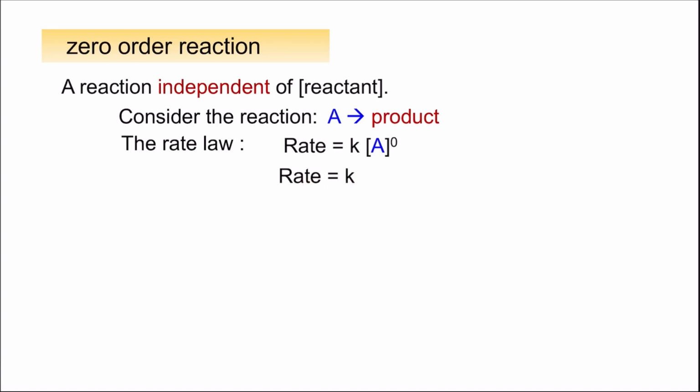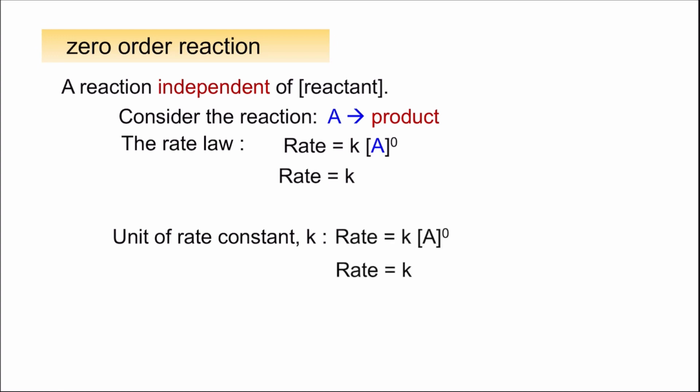Dan unit untuk rate constant, macam mana kita nak determine? Memandangkan kita dapat nilai rate equals k, unit untuk k bersamaan dengan unit untuk rate. Dia akan jadi molar per time. So, this is for zero order reaction.